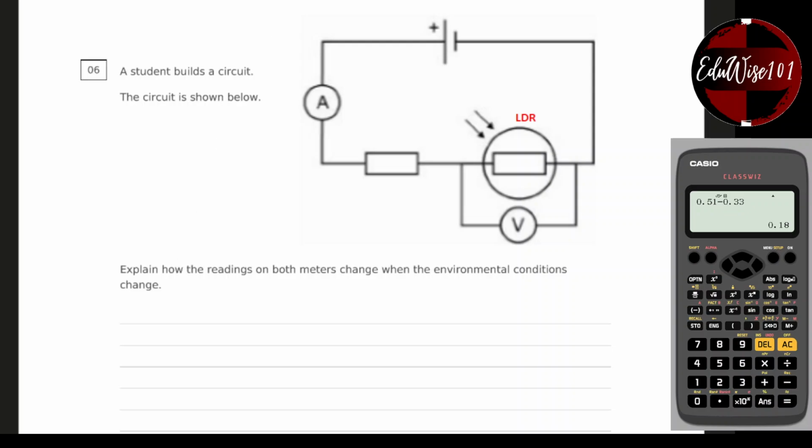Explain how the readings on both these meters change, which means you have to give reasons. How will the reading on the ammeter and the voltmeter change when the environmental conditions change? So you can get 3 marks for describing what happens to the ammeter reading and the voltmeter reading. Now, the ammeter measures the current in the circuit. Because it's a series circuit, the current is the same throughout. So the ammeter is going to measure the current.